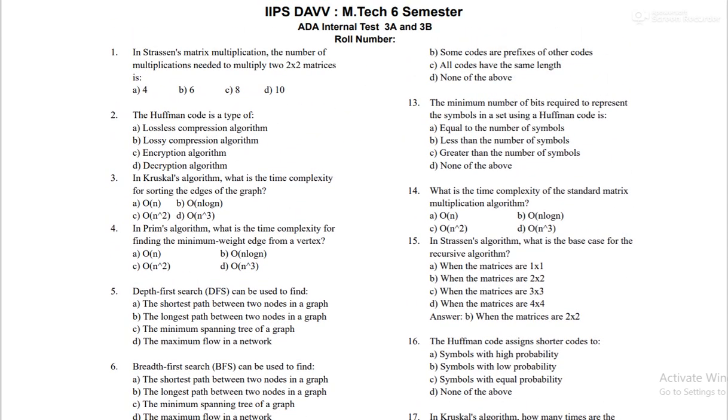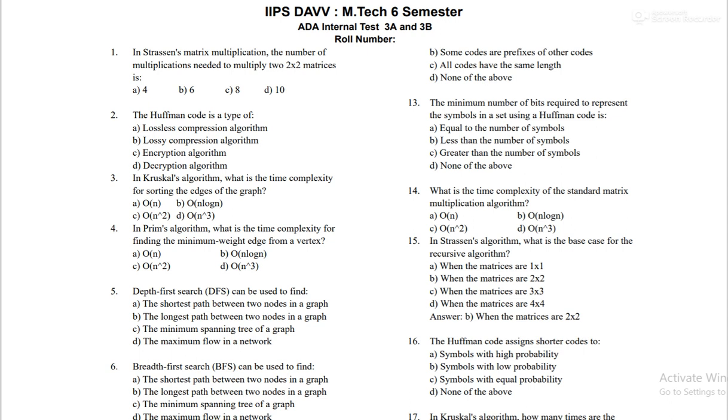Question 13. The minimum number of bits required to represent the symbols in a set using a Huffman code is less than the number of symbols. As we know, the minimum number of bits required to represent the symbols in a set using Huffman code is always less than the number of symbols.